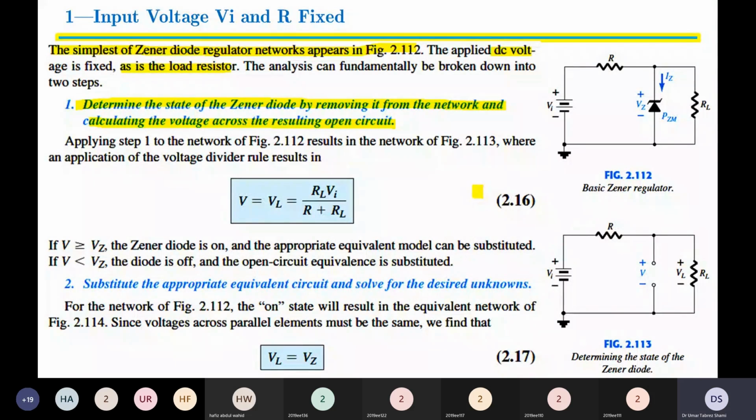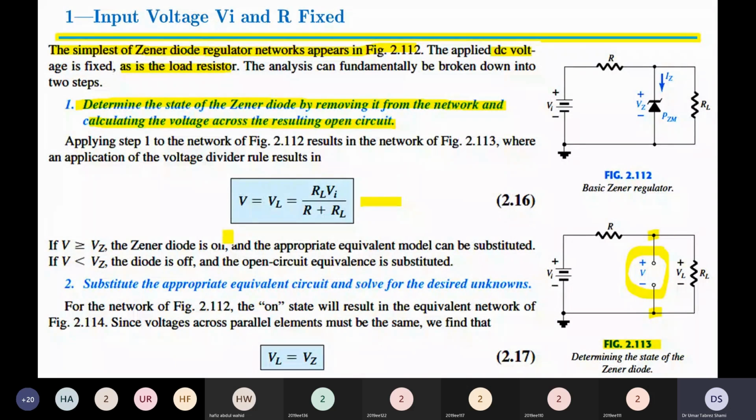That is, our first step, if we look at figure 2.113, we purposely remove the Zener diode, as shown over here. And then we find the voltage across the Zener diode. That is, in this case, we will find the voltage VL. Solving our standard series network, VL is equal to RL times Vi divided by (R plus RL). So this is the voltage appearing across VL without the Zener diode.